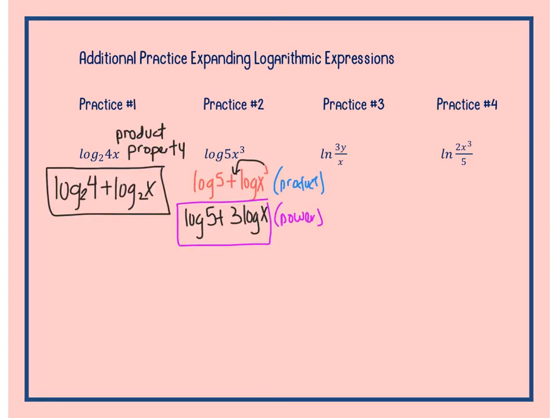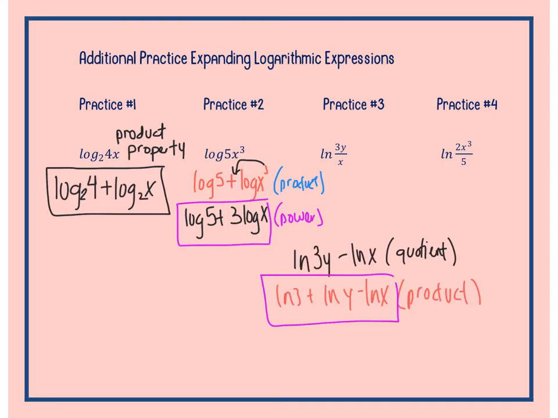Okay, here we expanded. On the first one, I just used product property. Product property says when I'm multiplying 2 of them, I can actually add 2 of them. Okay, the second one, I started off with the product property, the same thing. When I'm multiplying 5 times x cubed, I'm adding them. The next property I used was the power property, says that when I have an exponent, the exponent goes in front of the log. Okay, so go ahead and try number 3 and 4 on your own. Go ahead and pause the video. Well, there's number 3. Go ahead and try number 4. Pause the video.